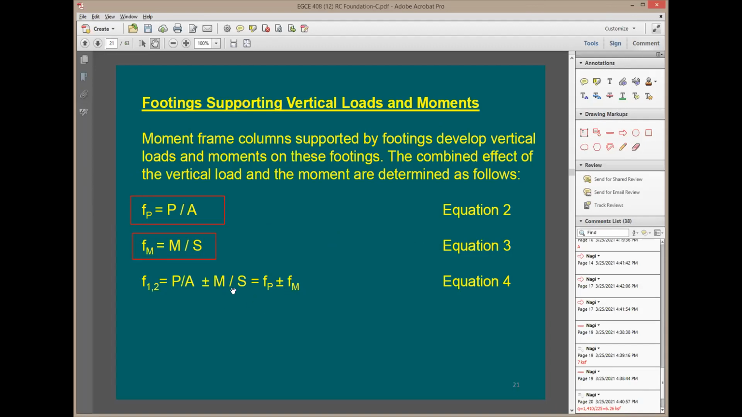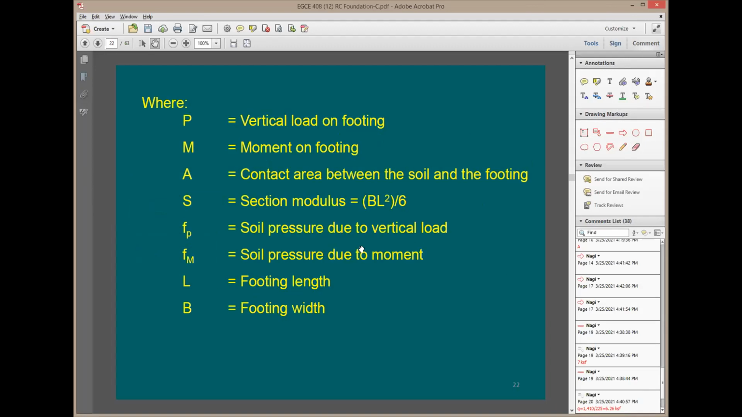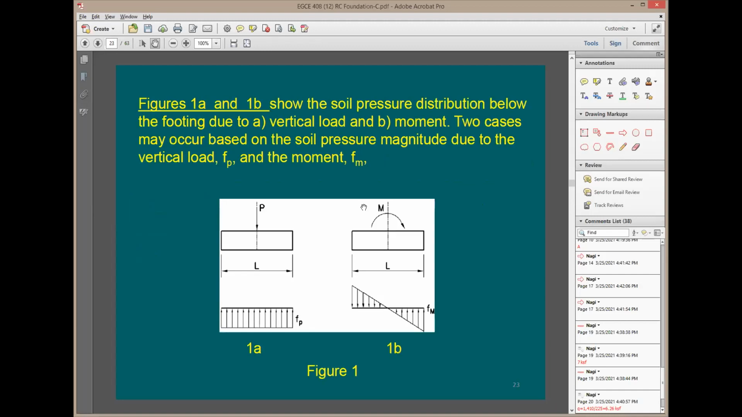I'm going to skip this equation for a second and just jump here to this. By the way, you have here the definition of everything. Section modulus is BL squared over 6 for the footing itself. So this B and L is given for the footing. Here's the definition of B and L. So I have the stresses here coming from F sub P and also F sub M.